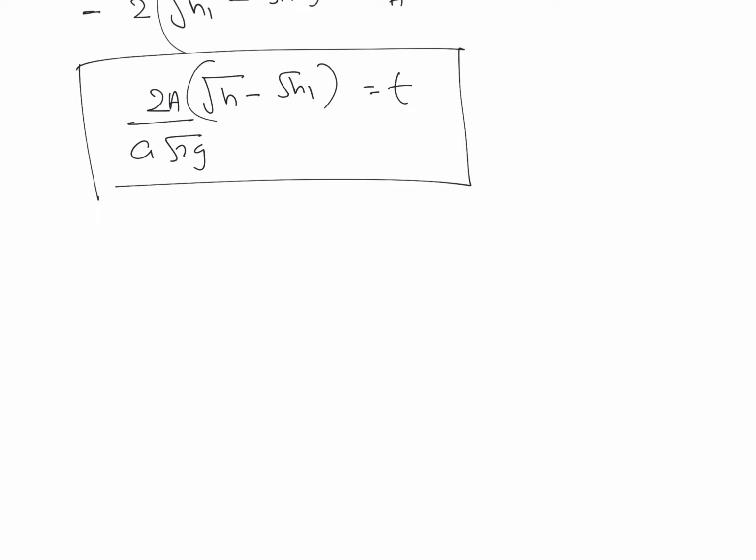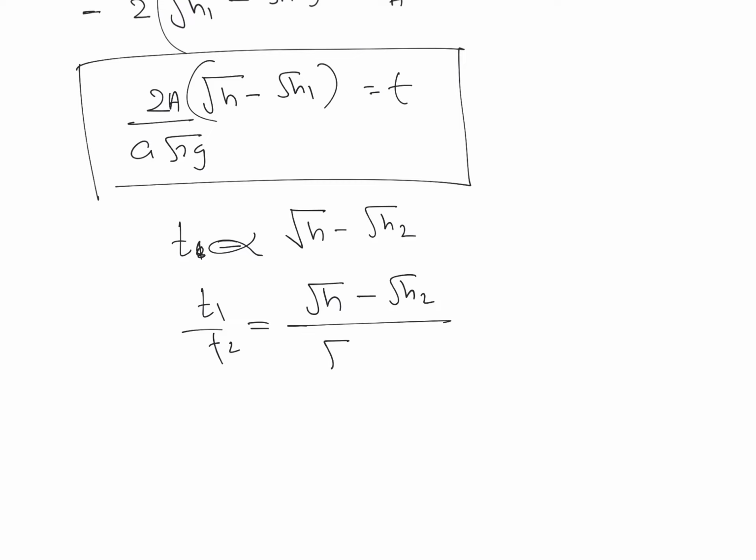Now in this question it is given that the time t1 is nothing but the time taken to change the value of height, so we can write in terms of this, that is root of h minus root of h1, and as we know that other things are constant, so t is directly proportional to this. So we can write t1 divided by t2. This t is directly proportional to this, so t1 by t2 is equal to root of initial height minus root of final height, divided by the same thing, initial height minus final height.